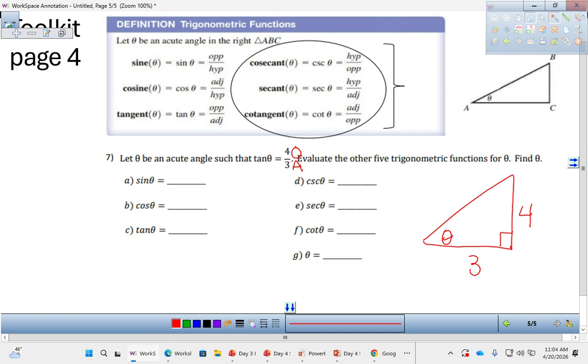Are you with me so far? Keeping in mind that your picture does not have to look identical to mine, you could flip your right triangle. You could pick the other angle to be theta, but you just have to be consistent with wherever you decide to pick theta, your opposite's 4, your adjacent's 3. Okay, you with me so far? All right, so anybody have any ideas how I could figure out what that is?